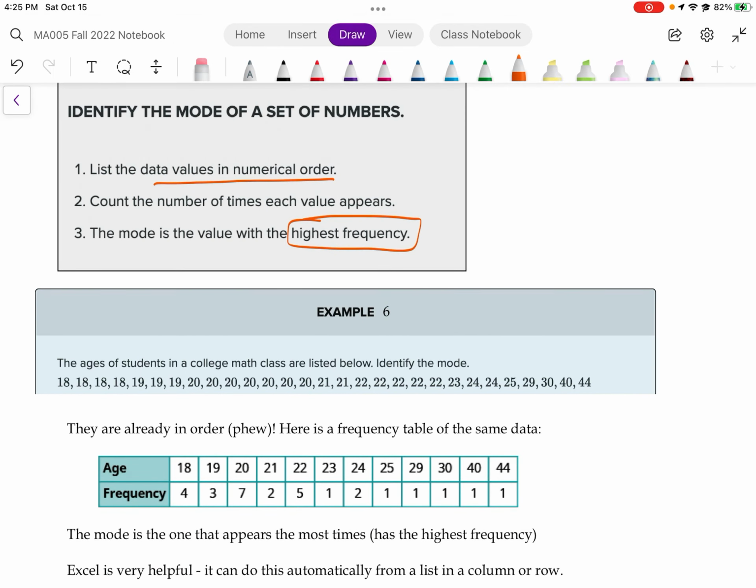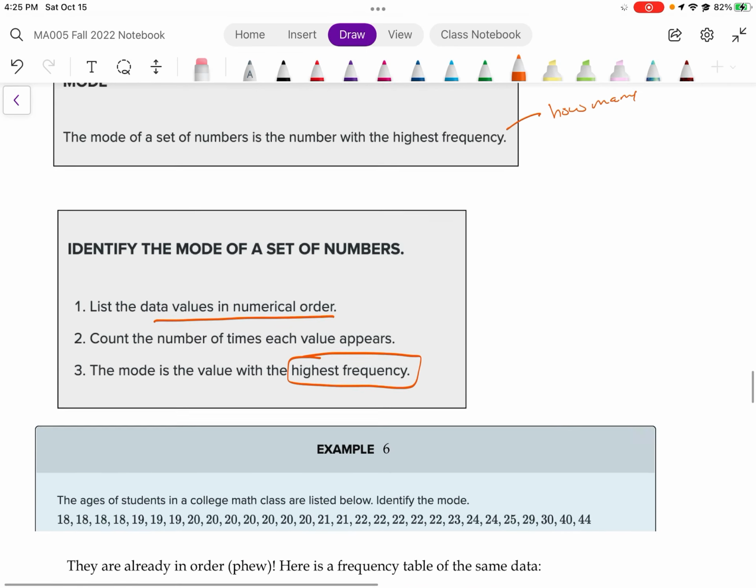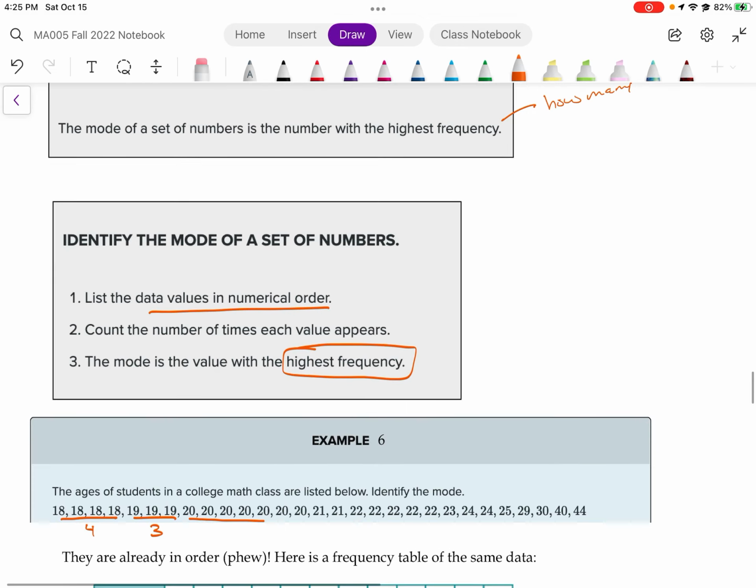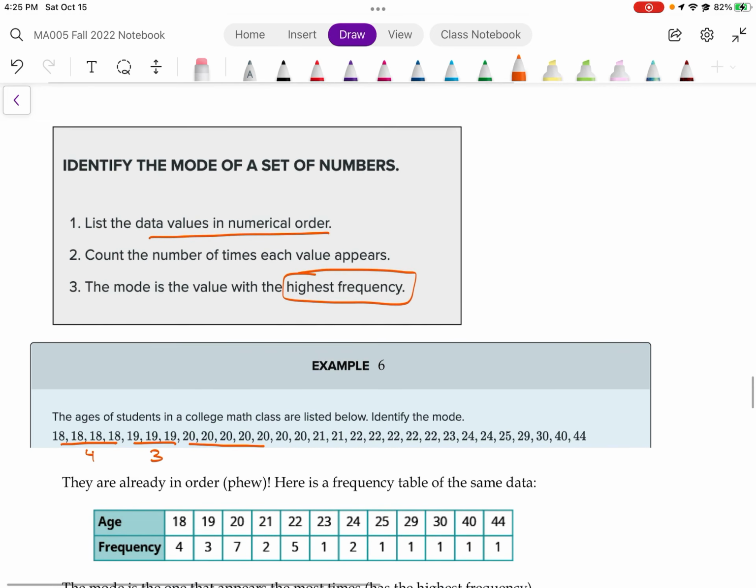The ages in a college math class are listed below. So let's just look at that for just a moment. We've got 4 18s, and then we've got 3 19s, and we could do it like that, or we could actually just make a table. They're already in order, thank goodness. So here's what we call a frequency table of data, or frequency data table. So here's our frequency. Age 18, there are 4, like we counted up above. 19, there are 3, just like we counted up above, and so on. So the frequency is listed for each age. In other words, how many people are that age?